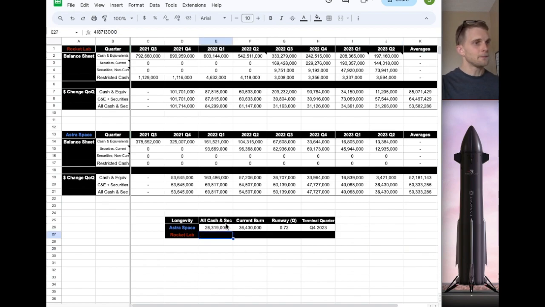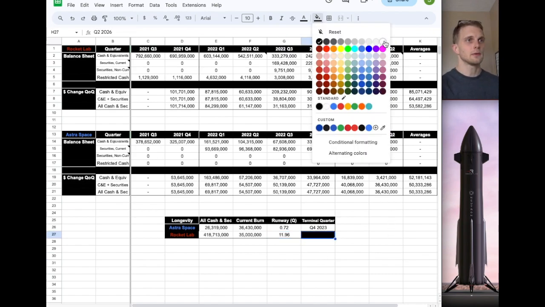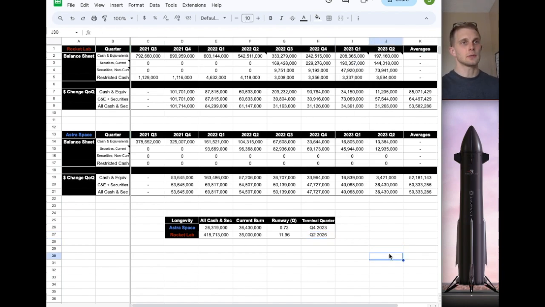Moving into Rocket Lab, the total cash situation is 418 million. The current burn, so again, if we take all the cash and divide it by the current cash burn, we're sitting just shy of 12 quarters. So the terminal quarter for Rocket Lab would be Q2 of 2026. Now, obviously this is the situation because Rocket Lab has more going for it as far as the space systems revenue, as far as the Electron revenue, and if this past quarter was any example of what the future is to bring, the Electron is actually going to be profitable going forward. So there's obviously a lot of factors at play.